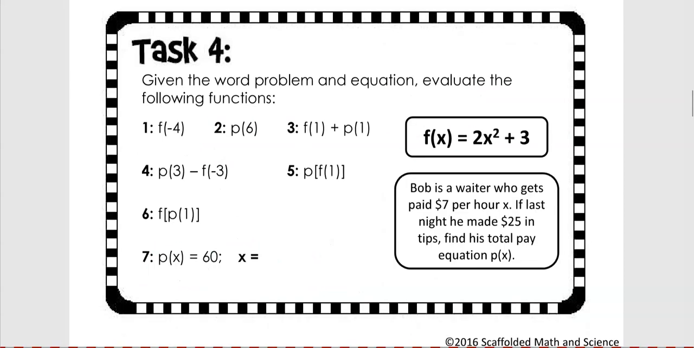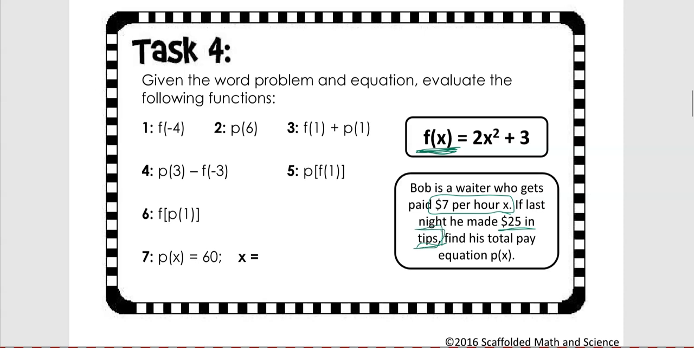All right, number 4 has some of the similar issues as every other one before, with f of x being our equation. And then we also see that they want us to look at p of x, which they did not give us. p of x has to be determined from our equation, or our word problem here. So we have Bob is a waiter who gets paid $7 per hour, which is x, $7 per hour times x. If last night he made $25 in tips.